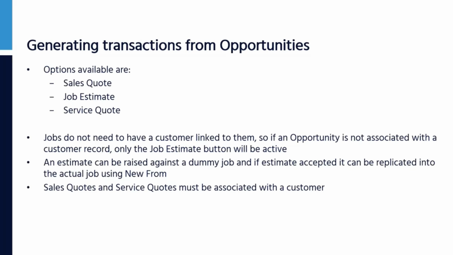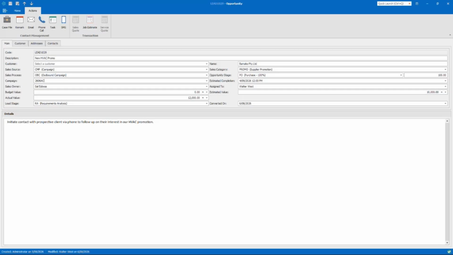So the types of transactions that you can do: sales quotes, job estimates, and service quotes. And I'll just show you, at the top here, you've got the transaction array. This one here, because I don't have a customer assigned to it, is a lead that's now converted into an opportunity. They're not an existing customer yet.